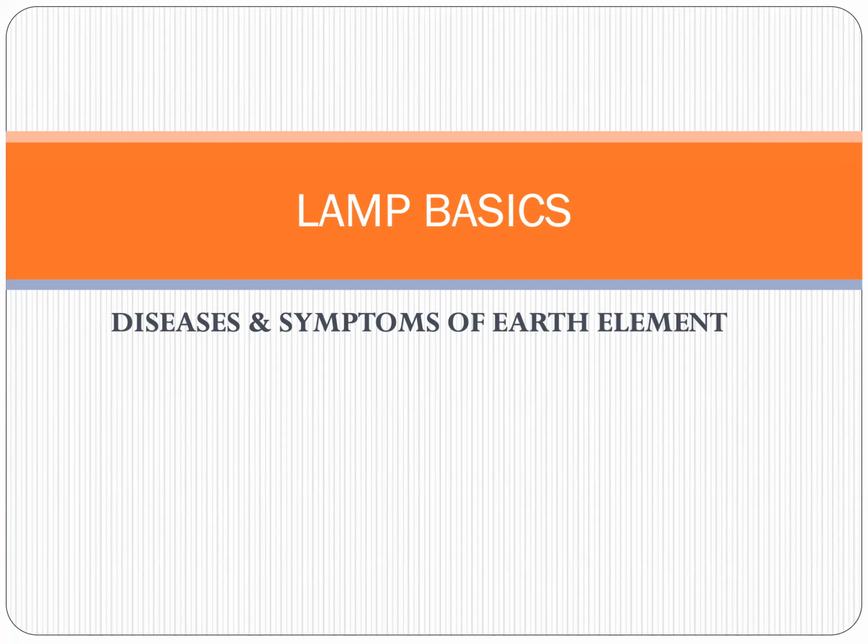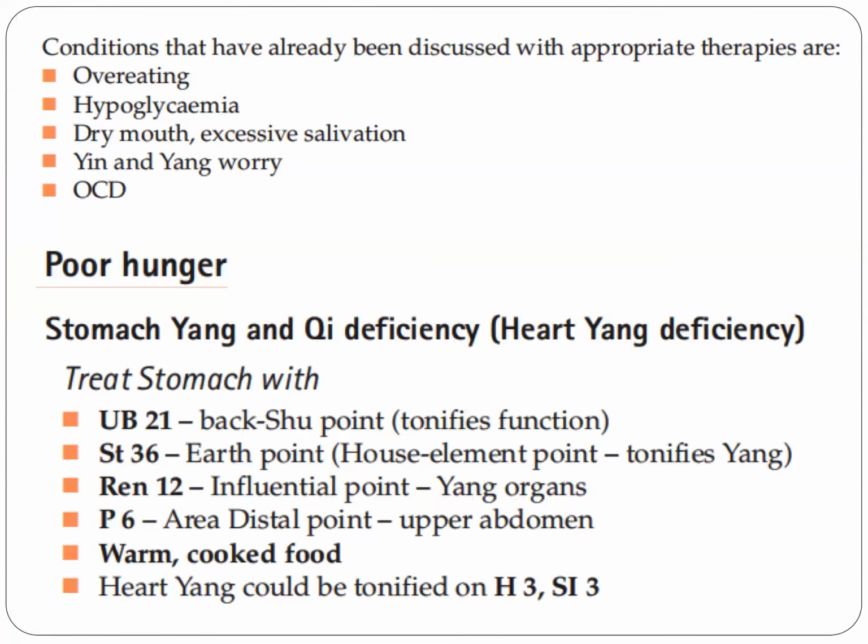Now let's study about diseases and symptoms of the earth element. Conditions that have already been discussed with appropriate therapies are overeating, hypoglycemia, dry mouth, excessive salivation, yin and yang worry, OCD or obsessive compulsive disorder. Poor hunger indicates stomach yang and Qi deficiency or heart yang deficiency.